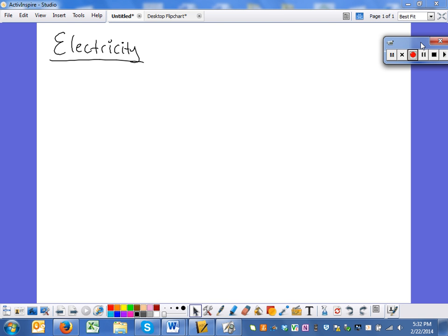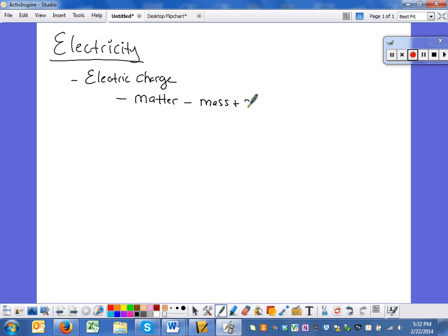and how it forms. One of the main things that's important to understand with electricity is that it forms from electric charge. So let me put that up here. Electric charge. And this electric charge comes from matter. And all of you should remember that matter is anything that has mass and takes up some space. Let's add that. And that the main part of matter, or the basic part that makes up all matter, is the atom.